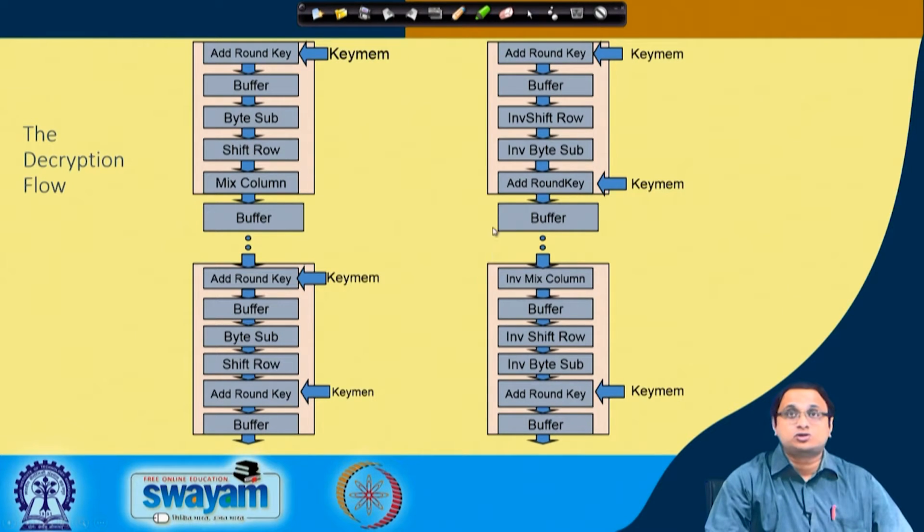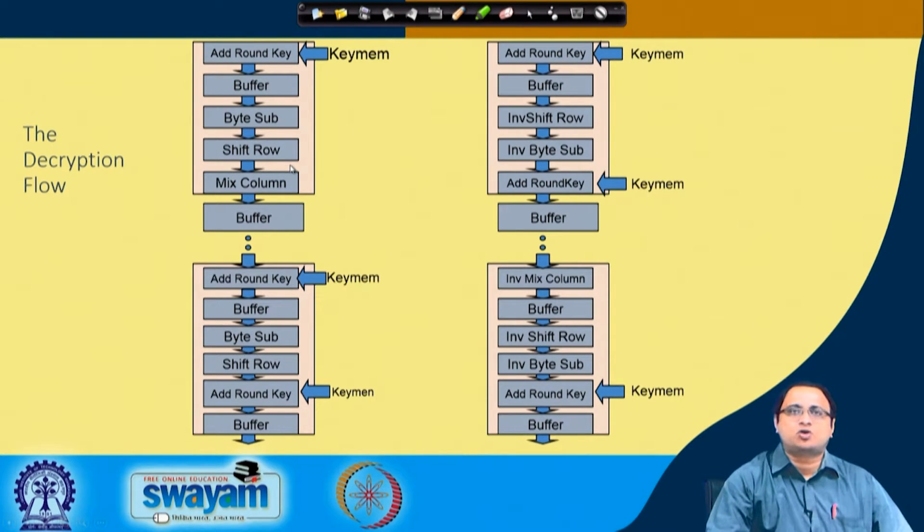But we can easily observe that if you have a single chip working as both, the operations are not exactly synchronized. For example, when you are doing a byte sub here, you are doing an inverse shift row there. So, it implies that you need two separate dedicated paths to do this design in a single chip.